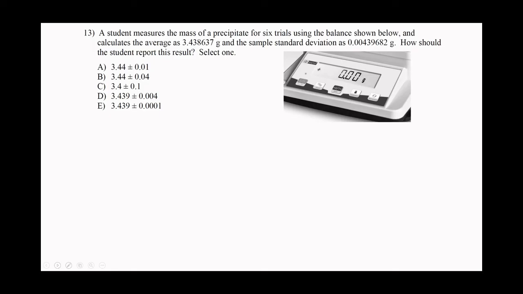A student measures the mass of a precipitate for 6 trials using the balance shown below and calculates the average of 3.43867 grams and the sample standard deviation of 0.00439682 grams. How should they report the result? Rule 1, report the error with one significant figure unless it begins with a 1 or 2. Report the answer with the same precision as your error.